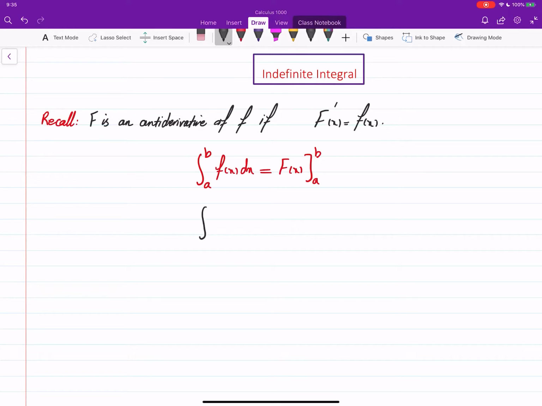If I drop the limits, then we will have this thing. What about we take this as the notation of the antiderivative? And since it doesn't have limits, we have to name it something. That's where the indefinite integral comes in. So, definition.